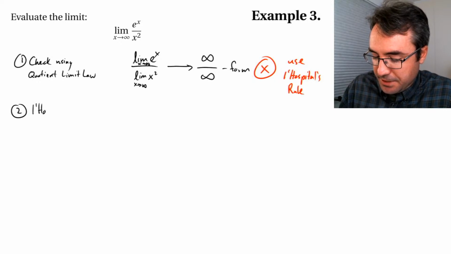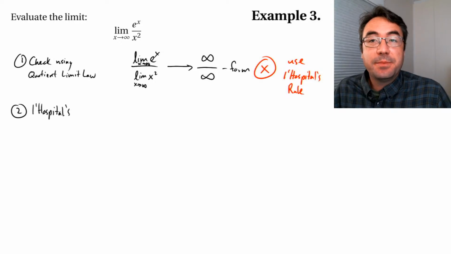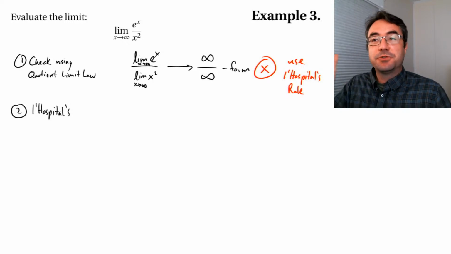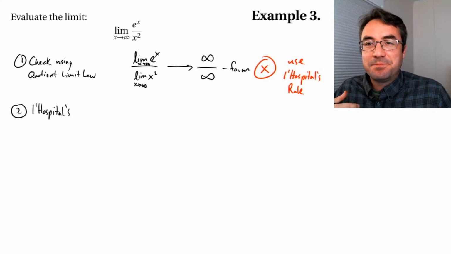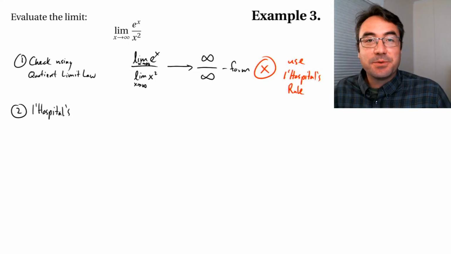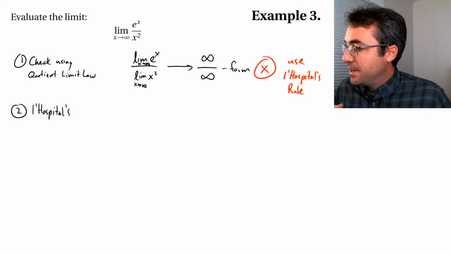In case anyone was wondering, L'Hopital is named after a mathematician from hundreds of years ago, but this is someone's name. In case anyone was interested or wondering, why do we call it L'Hopital's rule? It's named after someone.